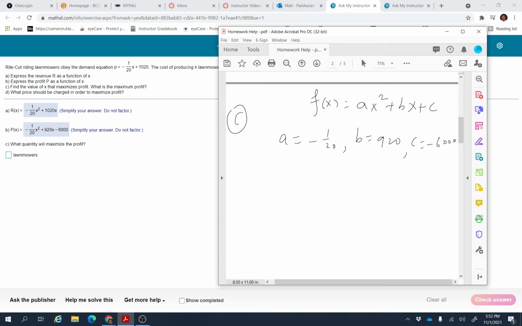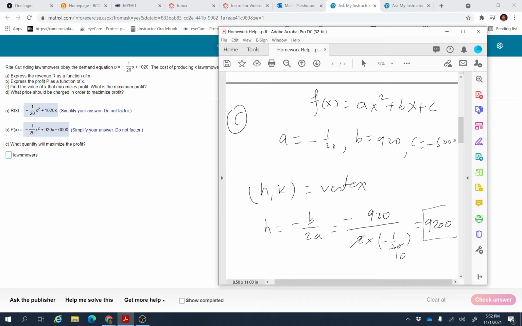So we know there is a vertex formula. The vertex of this parabola, or this quadratic function, can be found by using this formula. Let's say (h, k) is the vertex. Then the formula for h is negative b over 2a. B is 920, and 2 times a is negative 1/20, so the two negatives cancel out. If you simplify this, 2 and then there will be 10, and this 1 over 10 just flips, and that becomes 9200, because the negatives cancel out and this 10 goes here and multiplies with 920. That's the x coordinate of the vertex.